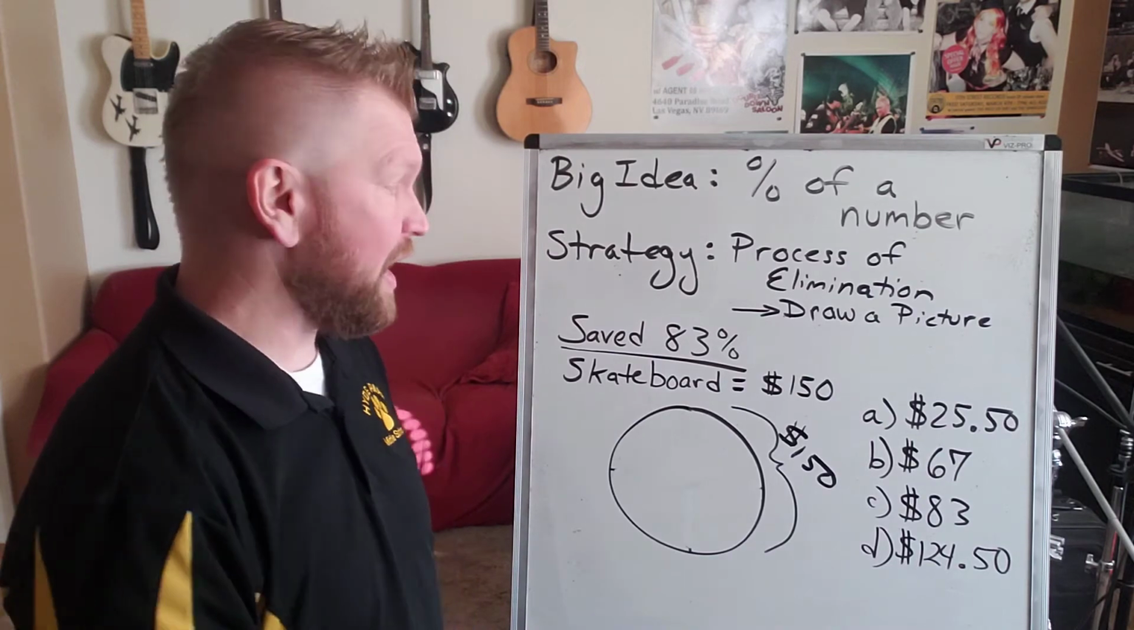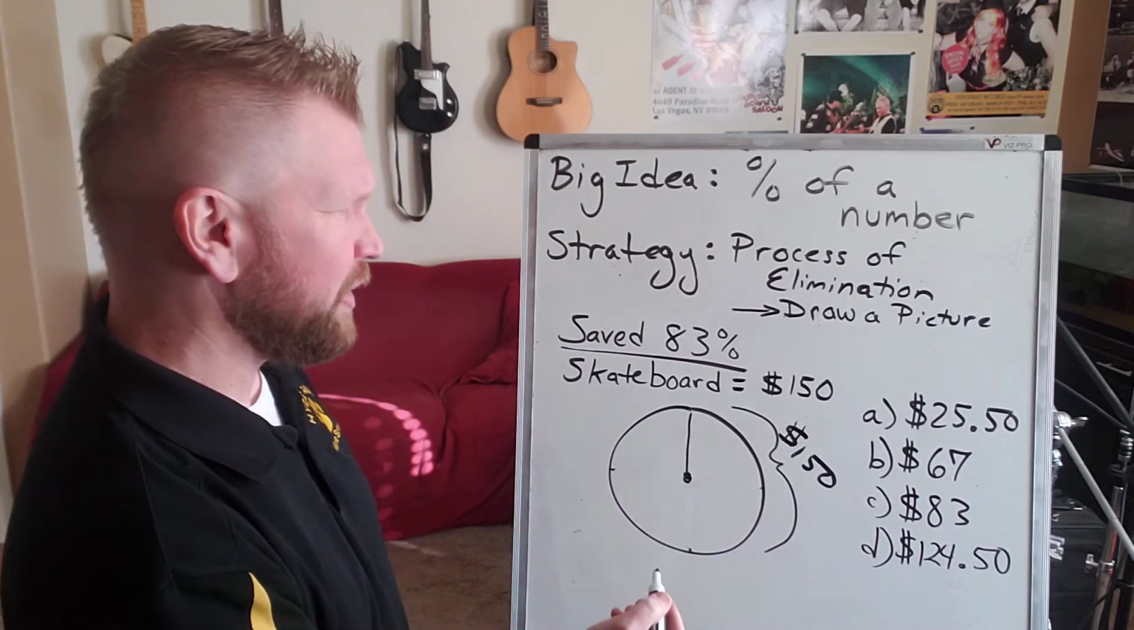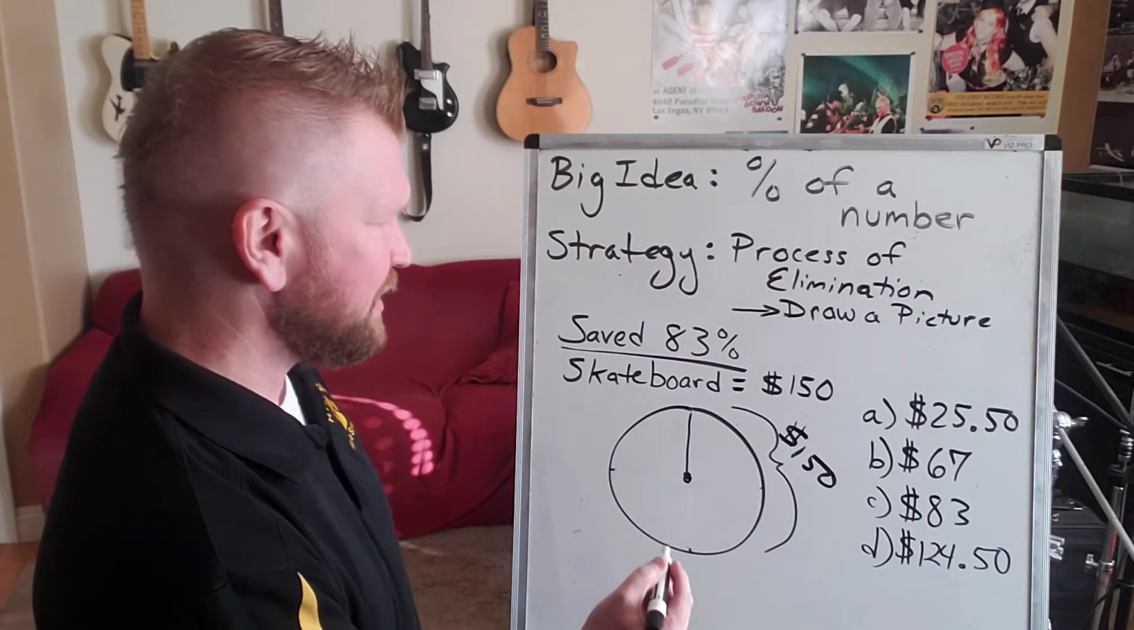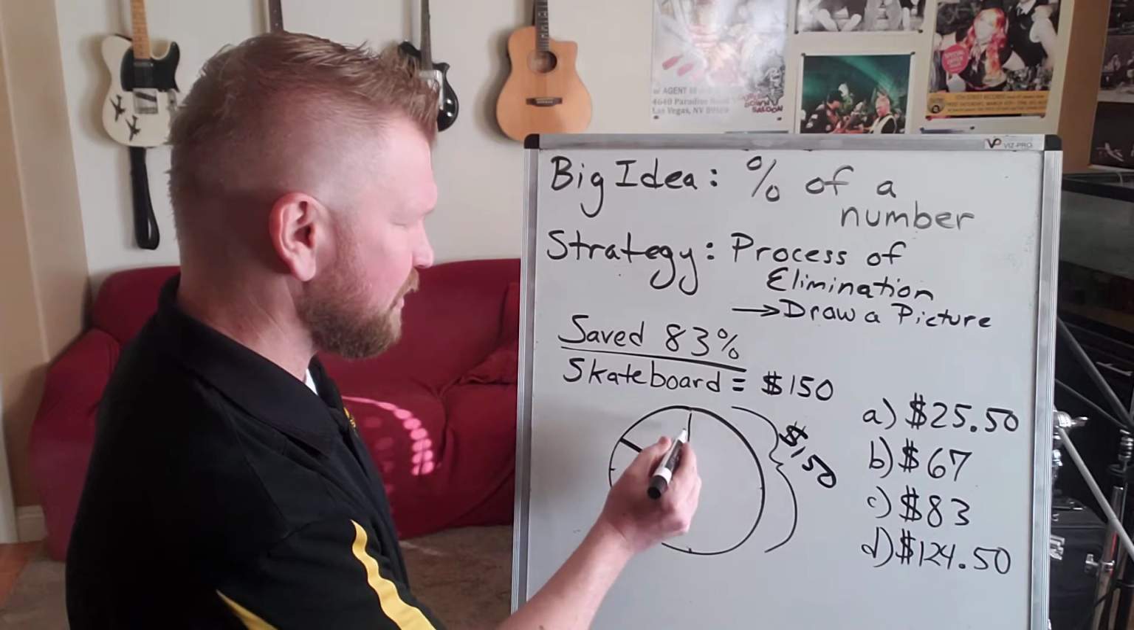It's way more than half, right? In fact, it means he saved almost the whole thing. The whole thing is 100%. He saved almost all of what he needs. It might look something like this.